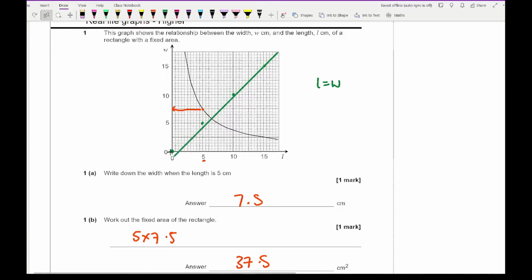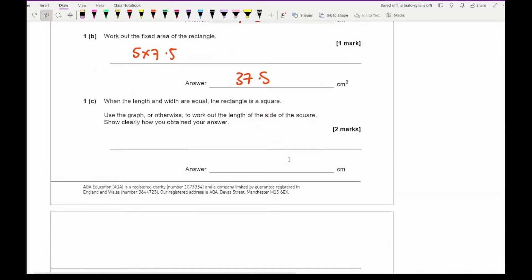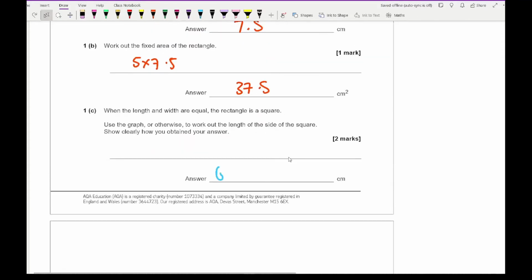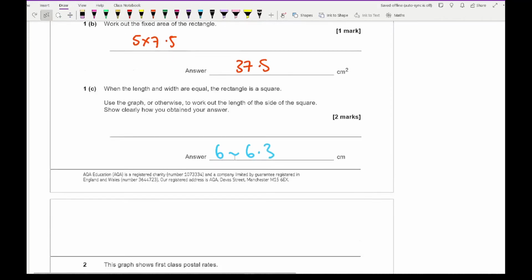And what we're looking for is where this green line crosses the curve on the graph, which is at this point here. And so what the question is asking us is what is that length? And so either using the horizontal or the vertical point, I work it out to be around about 6.1. So any answer between 6 to 6.3 centimeters should be absolutely fine.